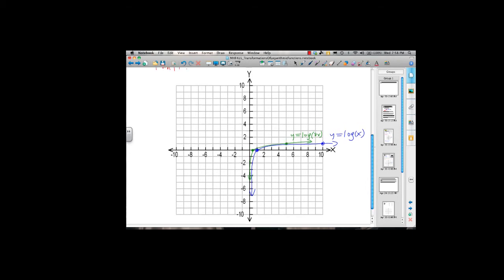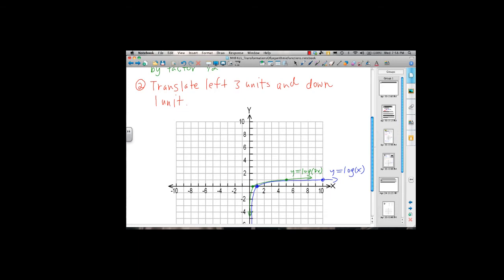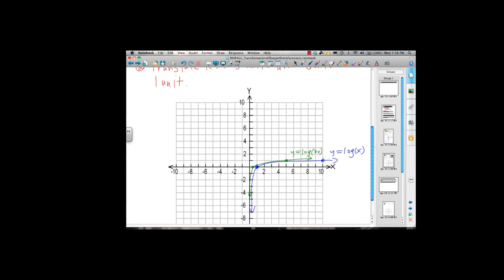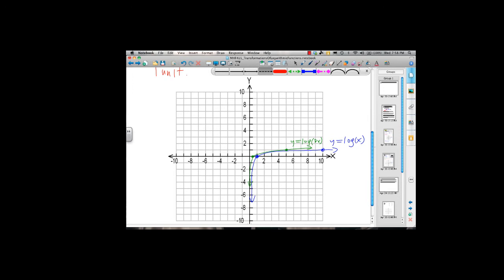Now, keeping in mind what we need to do, our function in green needs to be translated. So I'm going to translate left 3 units and down 1 unit. We did see in the previous example that when I translated horizontally, that shifted my vertical asymptote. So if I'm going 3 units to the left, I need to envision the vertical asymptote no longer being at the y-axis, but 3 units left of that. I'm going to draw in a line at x equals -3 as a reference, so I know my function cannot go through that vertical line or past it to the other side.